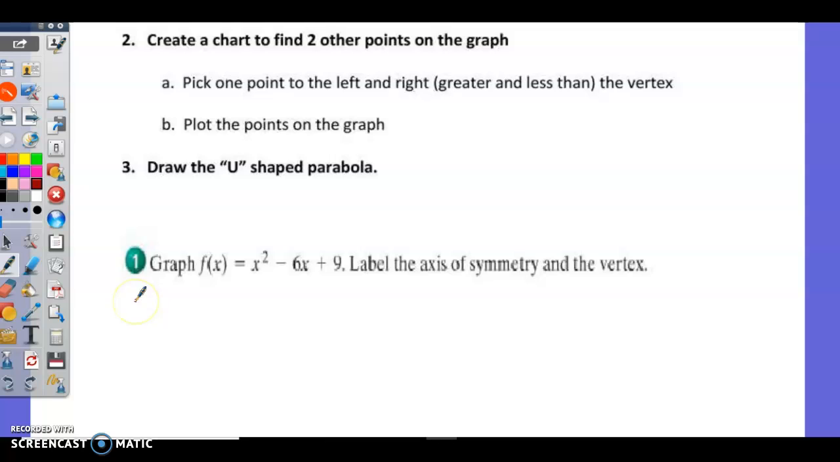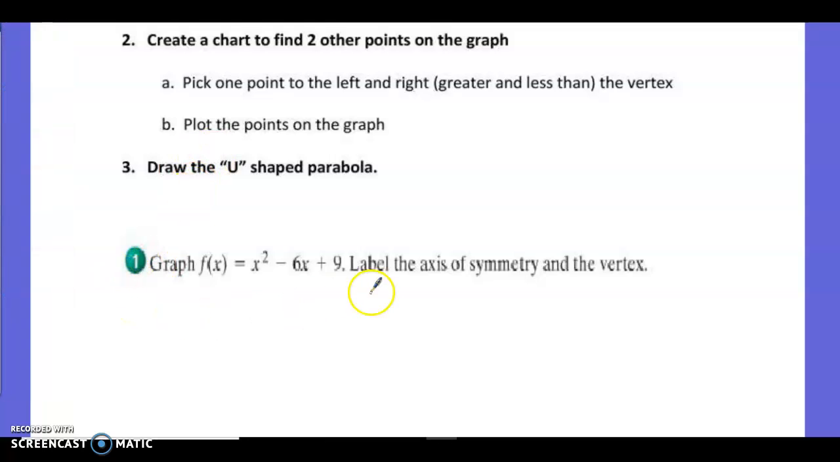All right, so first we have to find the vertex of this graph right here, x squared minus 6x plus 9. So we are going to use a and b. Our a equals 1, and our b equals negative 6. So we're using negative b over 2a to figure out the x value of the vertex. Remember that.